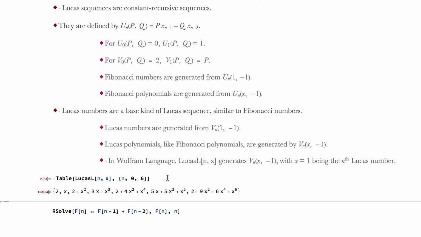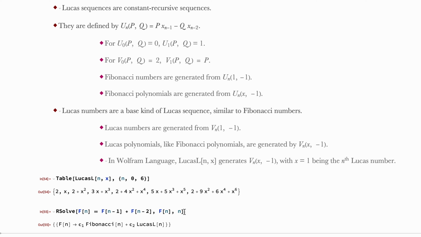Along with that, a neat little function of the Wolfram language is if we take RSolve and then we enter in the recurrence relationship that defines the Fibonacci numbers, it'll actually give us a combination of the Lucas numbers and the Fibonacci numbers. It does this because any sequence that follows that recurrence relation can actually be written out as a combination of those two sequences.